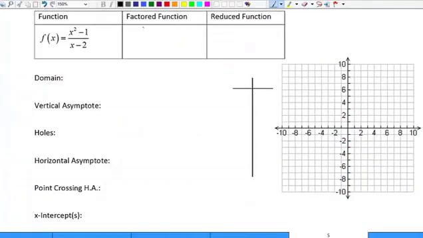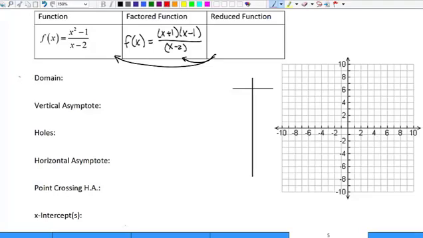For our next function, f of x equals x squared minus 1 over x minus 2, the numerator can factor. But the numerator and the denominator don't have any common factors. So therefore, the reduced function can either be the factored form or the original function. There is no real new reduced form. So let's go ahead and do our problems here.